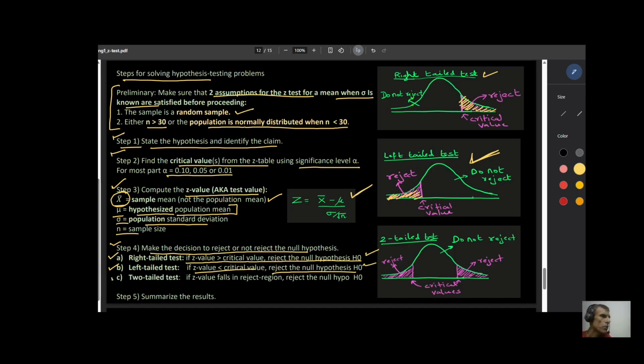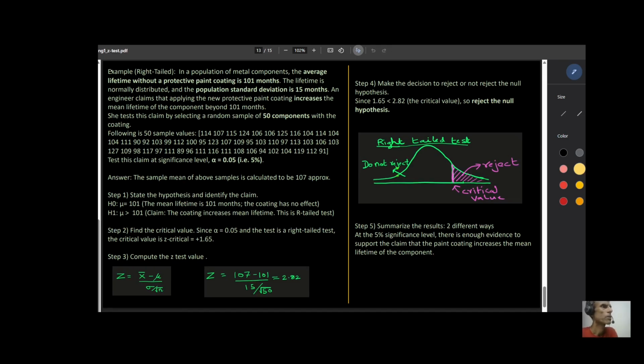Then comes your two tail test. If your z value falls in the reject region, let's say your z value falls over here, somewhere over here, or maybe it falls over here, then you're going to reject your null hypothesis. This is a rejection region. These are the rejection regions for a two-tailed test. For the left tail, this is my rejection region. For my right tail, this is my rejection region right here. And then at the end, you summarize your result. Now let's look at some examples. Let's look at the example of a right tailed test first.